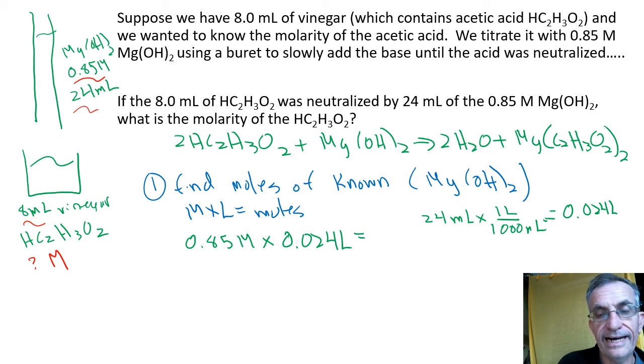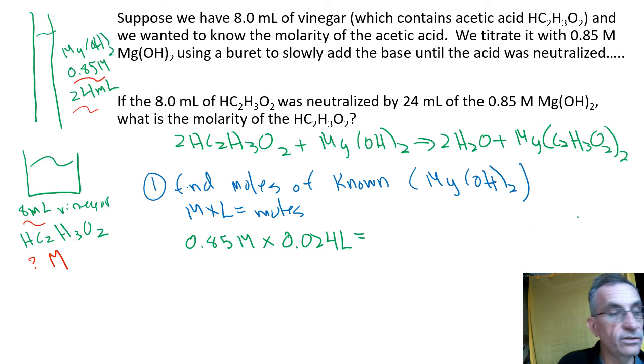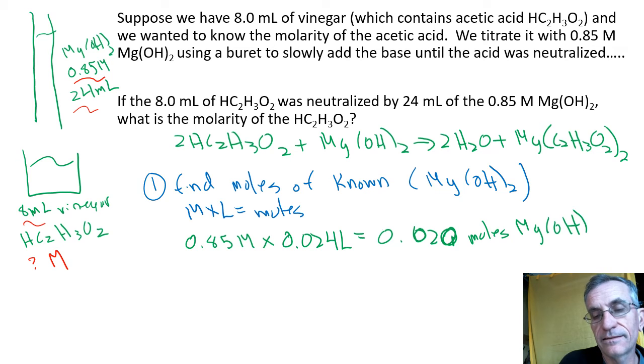Now, if you work it out, when I did this earlier, the moles of magnesium hydroxide I used, let me check my notes, 0.020 moles of it. Let me make this better. It should have a 0 on the end, actually. 0.020 moles of magnesium hydroxide. All right. Good, good, good.